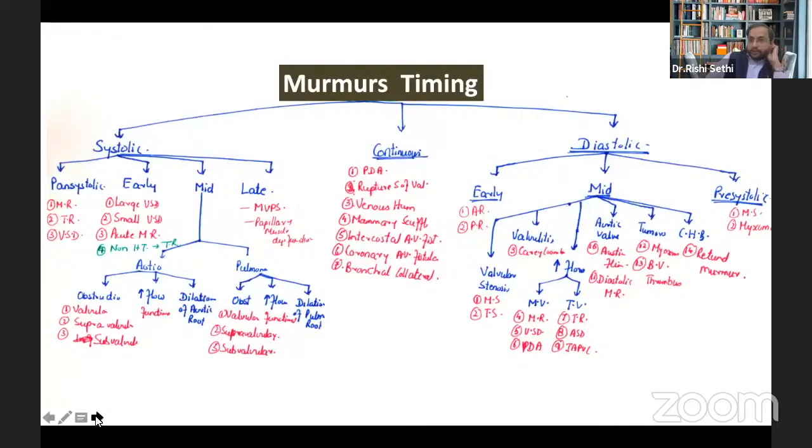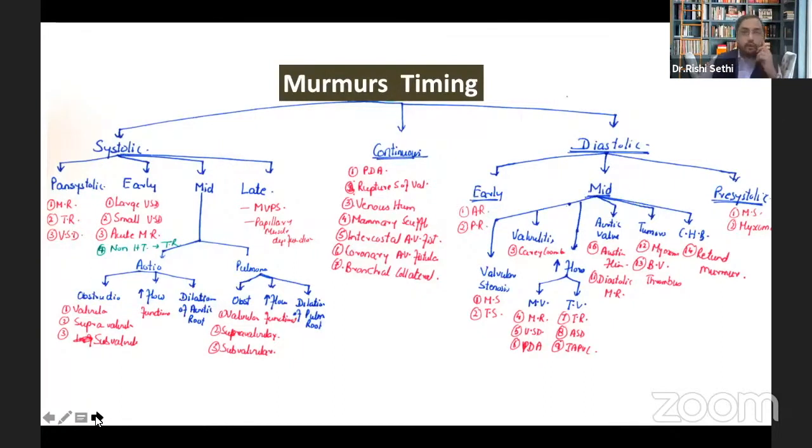Murmurs is a huge topic, but this was how I classified my murmurs in my DM notes, and I just copy pasted that, and we can discuss it.